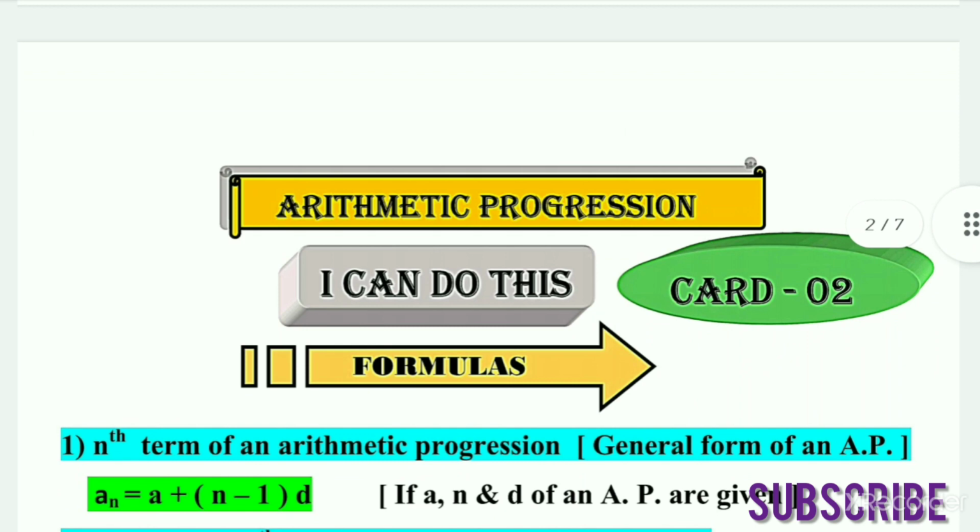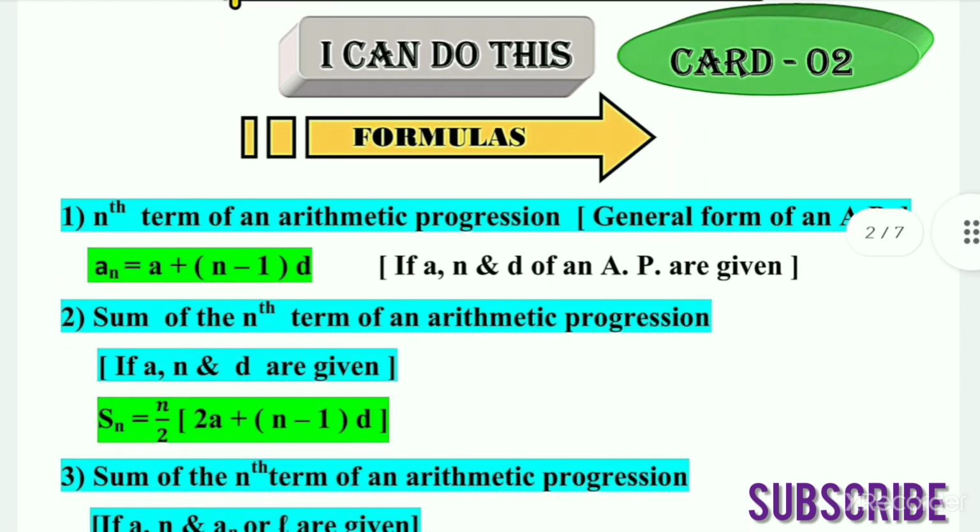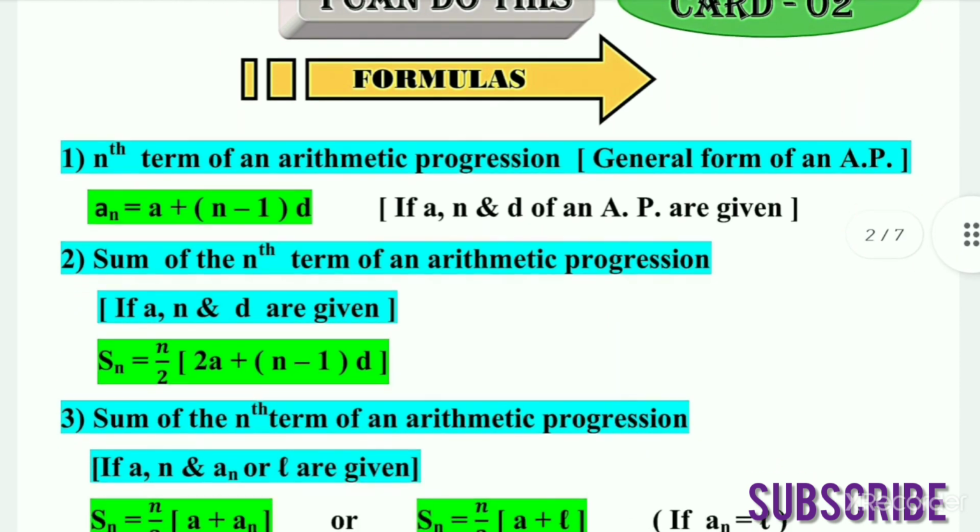Next, card number 2. In this I have given only formulas from arithmetic progression. So first formula, the nth term formula: an = a + (n - 1) d. Second one, the formula for the sum of n terms of an arithmetic progression is Sn = n/2 [2a + (n - 1) d].